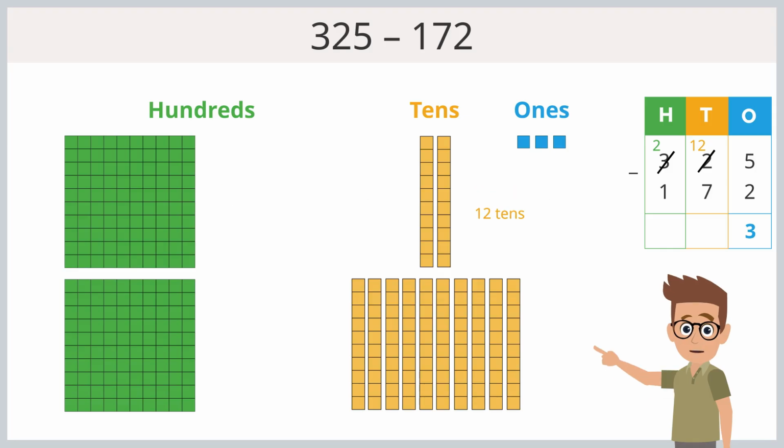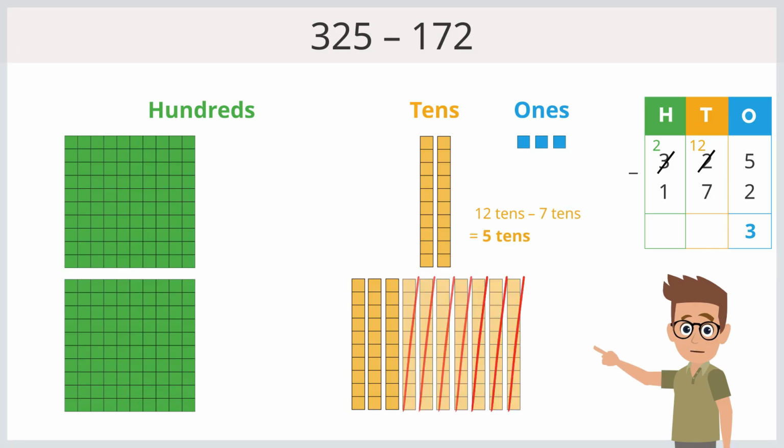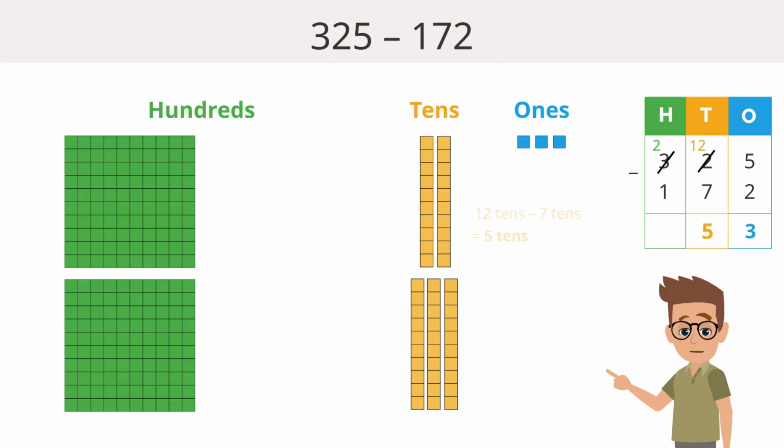Now, we can start subtracting the tens. 12 tens minus 7 tens equals 5 tens. We have 5 tens left.